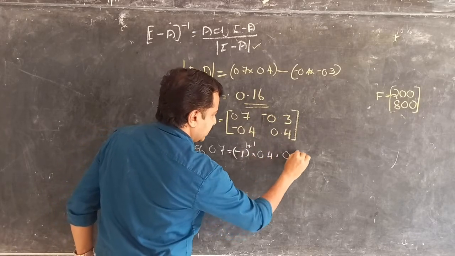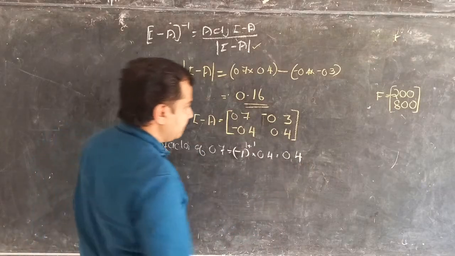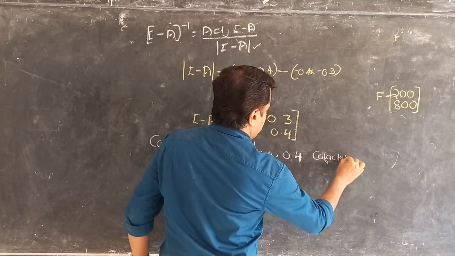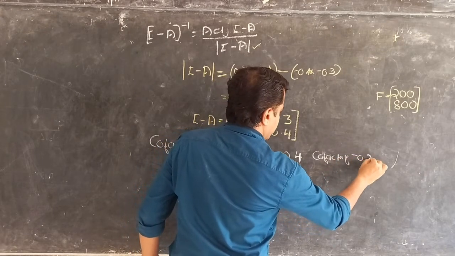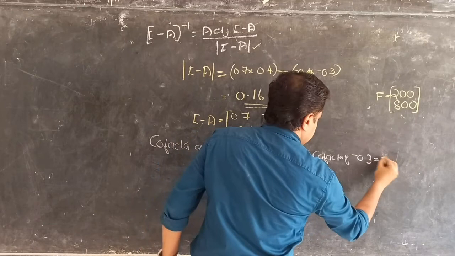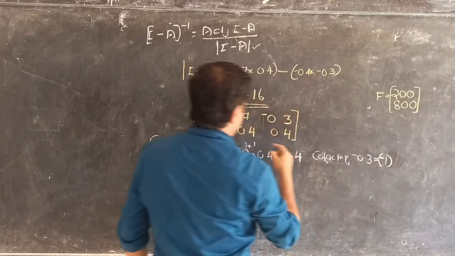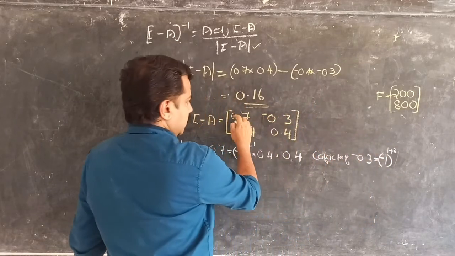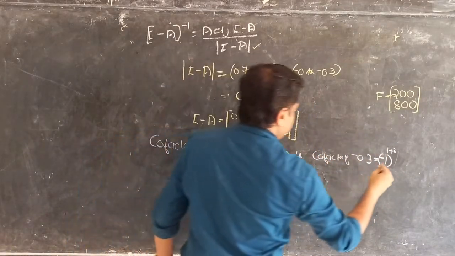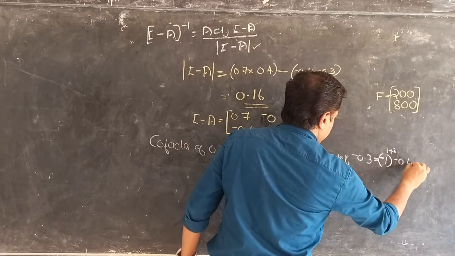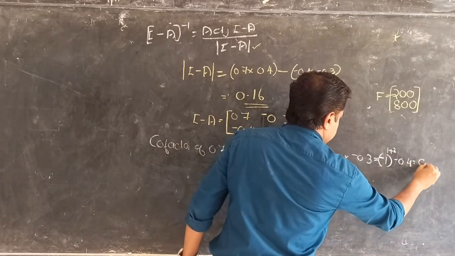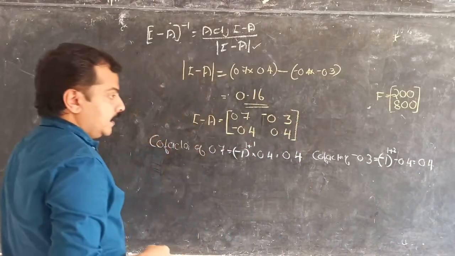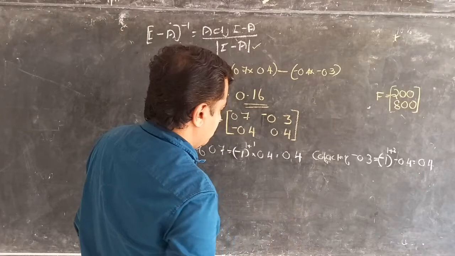So the value will be 0.4. Similarly, the cofactor of minus 0.3 is equal to minus 1 raised to the coefficient, which is 1 plus 2, into the minor, which is minus 0.4. The answer will be 0.4. Minus into minus, obviously you will get a plus. So you have 0.4 there.